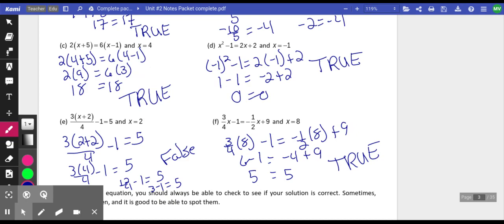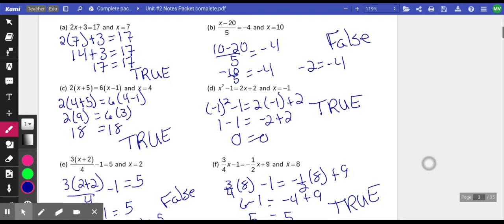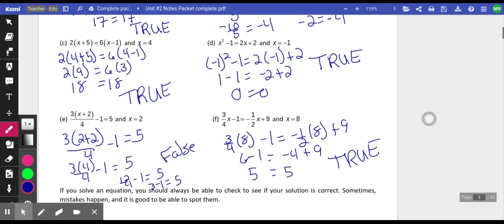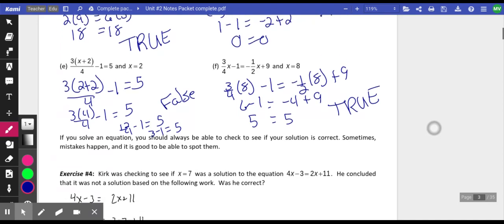Okay, so hopefully you paused and tried these. So when I substitute on letter A, I get 17 equals 17, so that's true. Letter B, I get negative 2 equals negative 4, so that is false. Letter C, when I substitute, I get 18 equals 18, so that is true. Letter D, when I substitute, I get 0 equals 0. Remember, when you're squaring negative 1, that's negative 1 times negative 1, so it's positive 1. So D is true. E, I get 2 equals 5, so that is false. And F, I get 5 equals 5, so that is true.